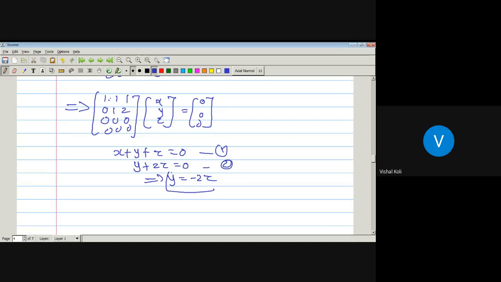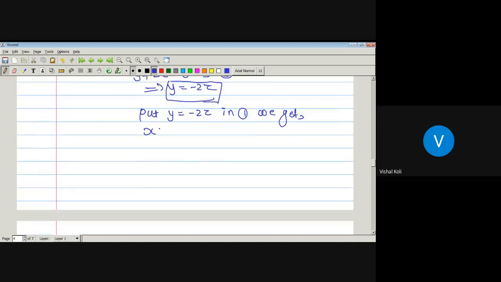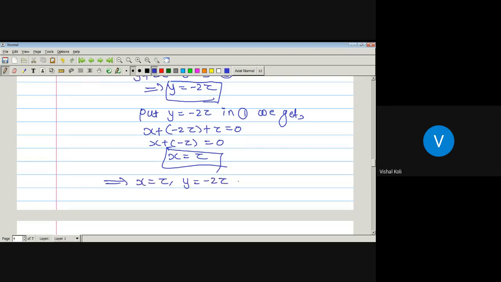Now put y equal to minus 2z in equation 1. We get x plus y, which is minus 2z plus z, equal to 0, which is minus z equal to 0. It means x is equal to z. So here we get x is equal to z, y is equal to minus 2z. In general, if we take any value of z, then we get the corresponding values of x and y.